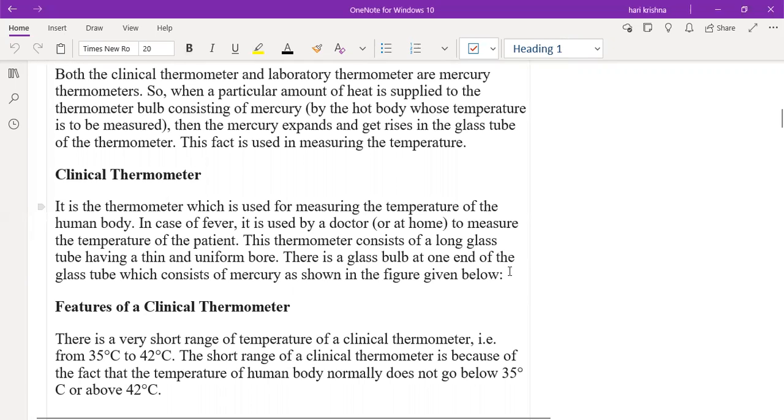So the average room temperature in Celsius is 25 degrees Celsius. What is the average room temperature? 25 degrees Celsius. If you take the Kelvin, it comes around 297.